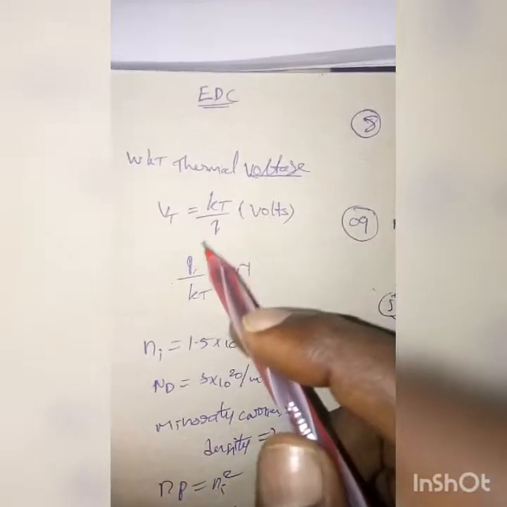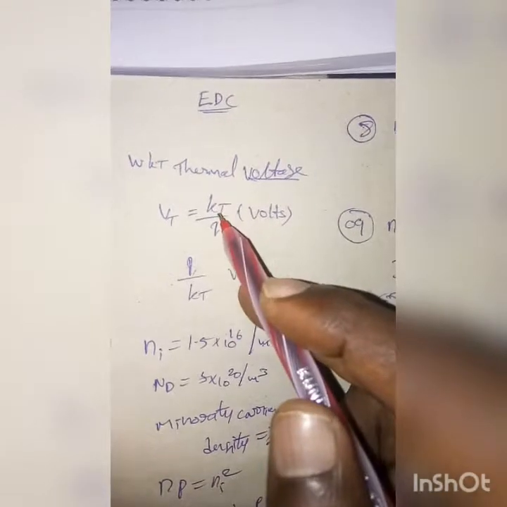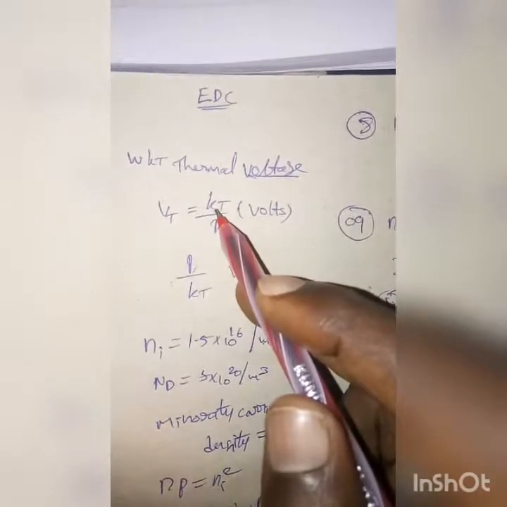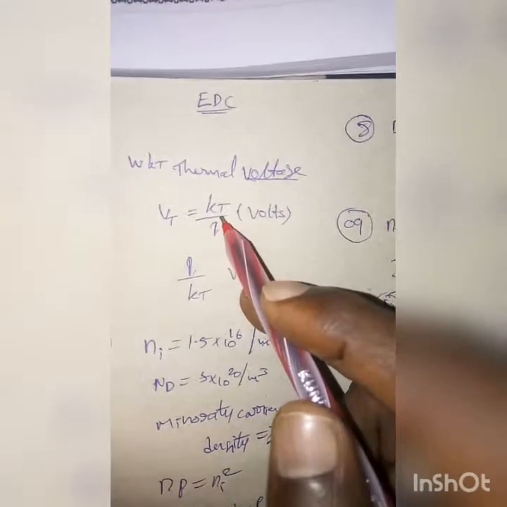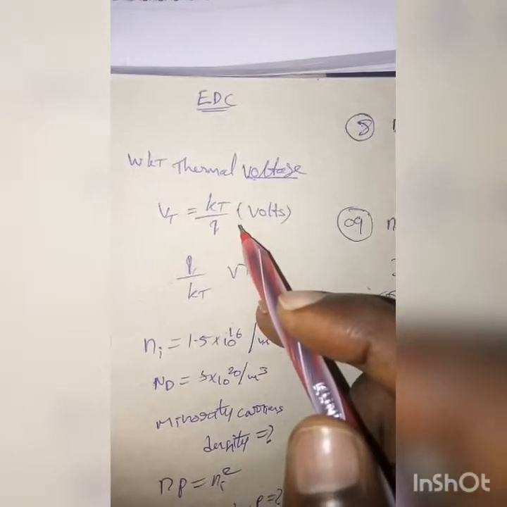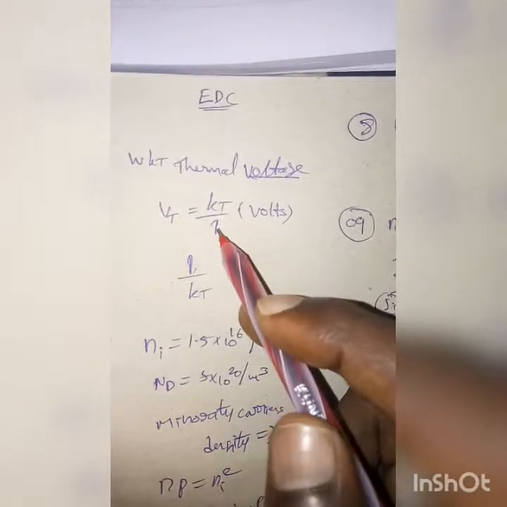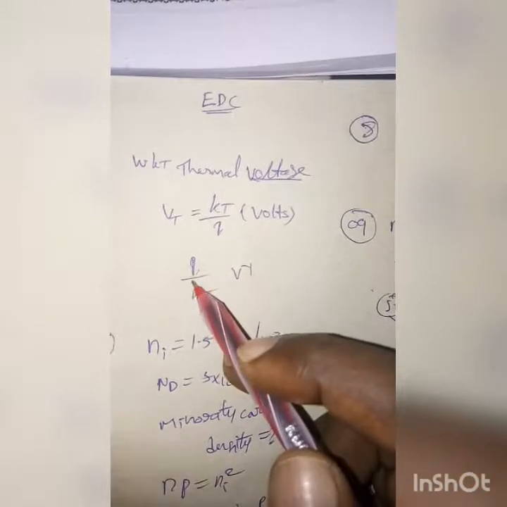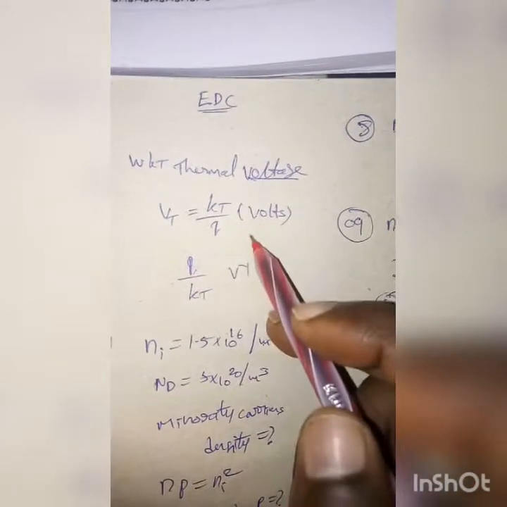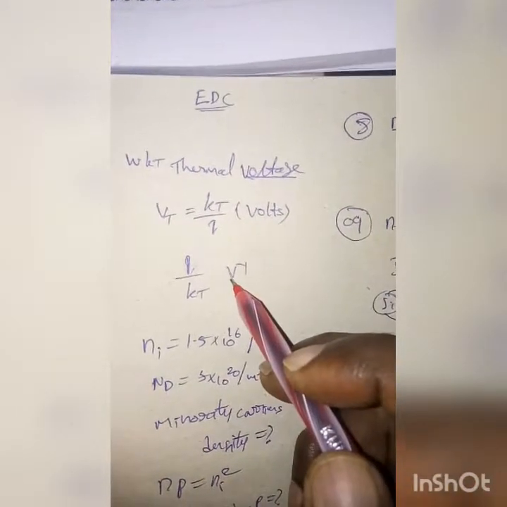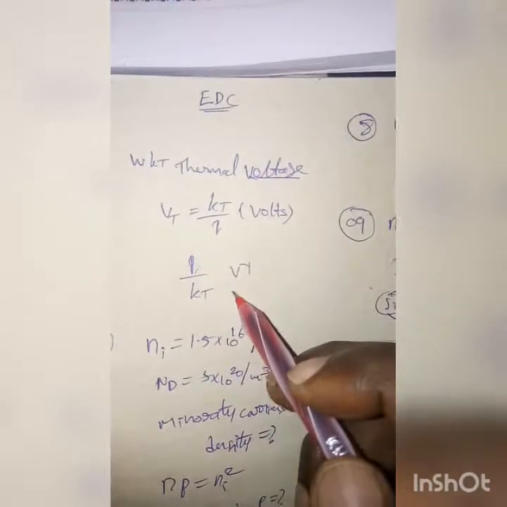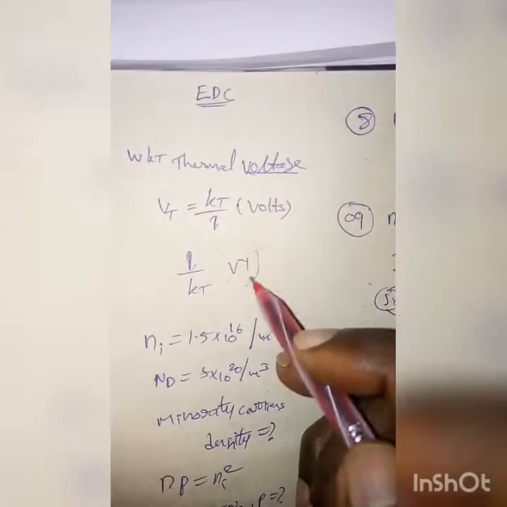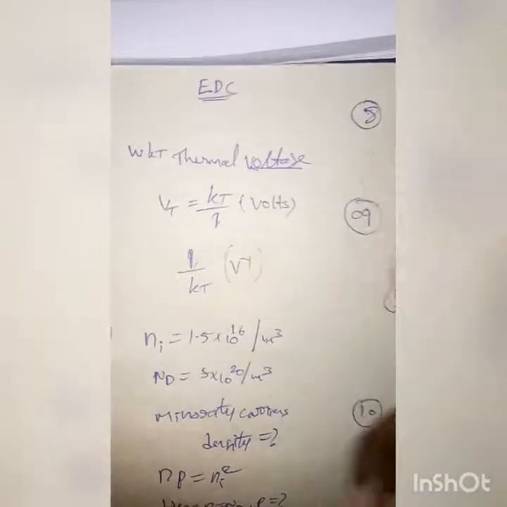Here he asked the reverse, Q by KT. He is not asking KT by Q. If he asked KT by Q, then the units are volts. He asked Q by KT, so Q by KT is the inverse of voltage. He asked what are the units for Q by KT. So the answer is volt inverse.